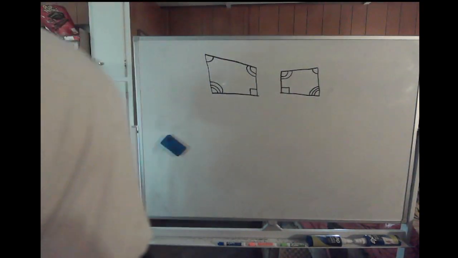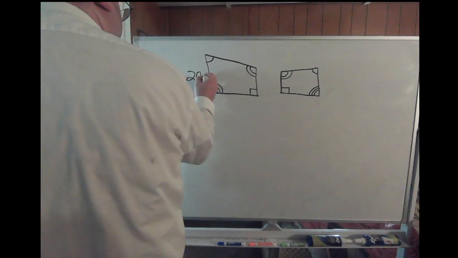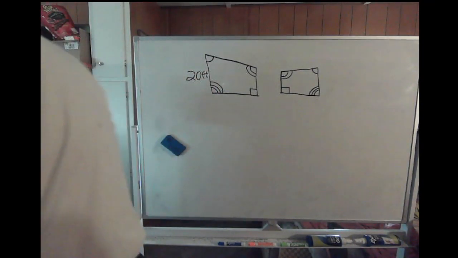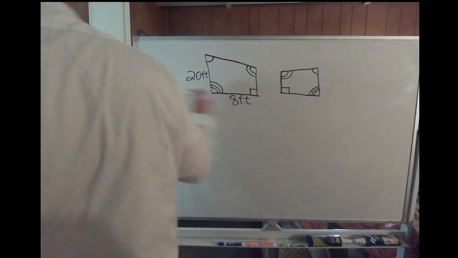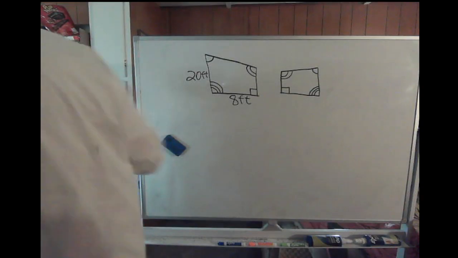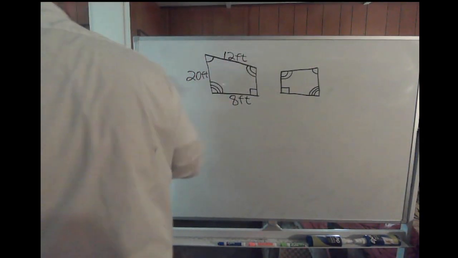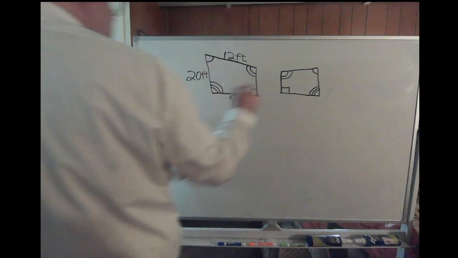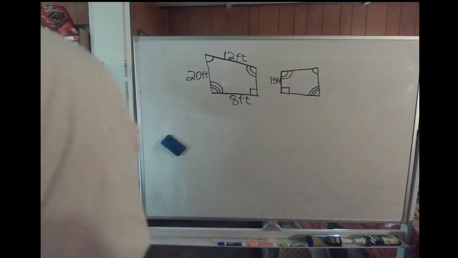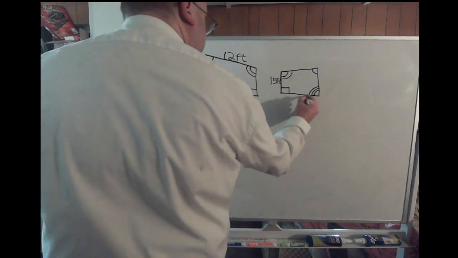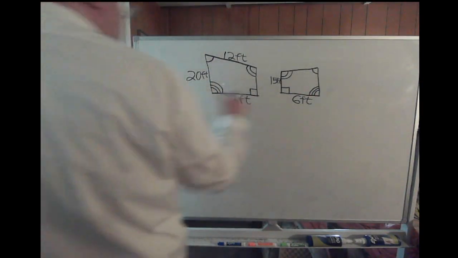Alright, now all I need to do is label the sides, which one's which. This is 20 feet. That's 8 feet. This is 12 feet. Alright, so this is 15 feet, 6 feet, and x feet.